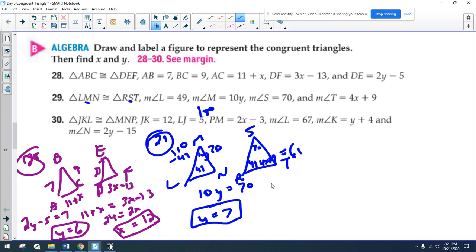Okay, so now we'll set that up. So I've got the 4x and 9 equal to 61. Subtract the 9 from both sides. That's going to give me 52.